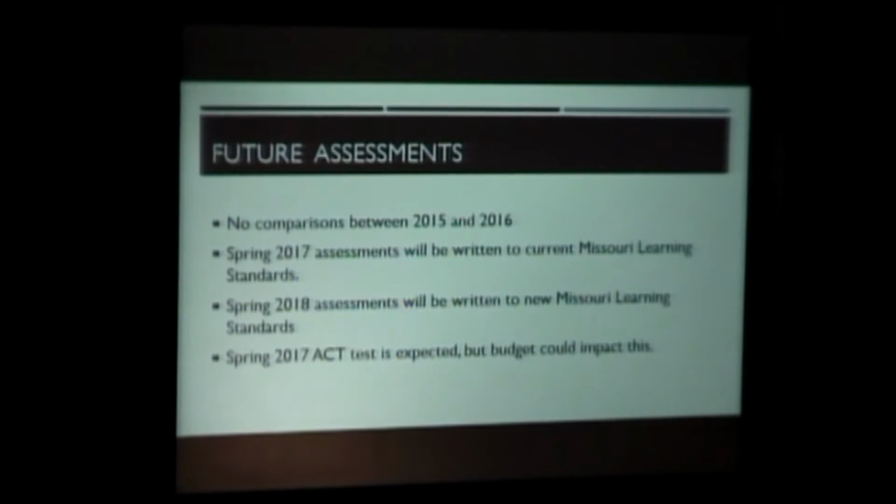Where we're headed here. So, as you know, the state board is looking at adopting a new set of Missouri standards, possibly as early as the upcoming board meeting in March. So if those are approved, come spring of 2017, next year, they want some lag time, one, for schools to transition to the new standards, and two, time to write a new assessment to these new standards, which don't exist yet. So spring of 2017 will still be written to the current standards we're testing this year.